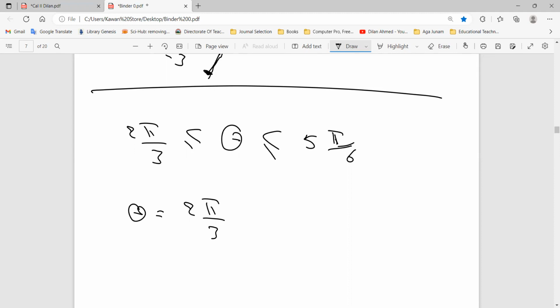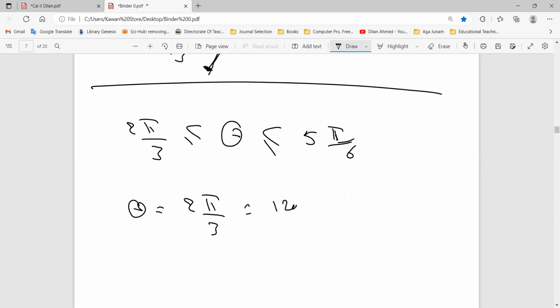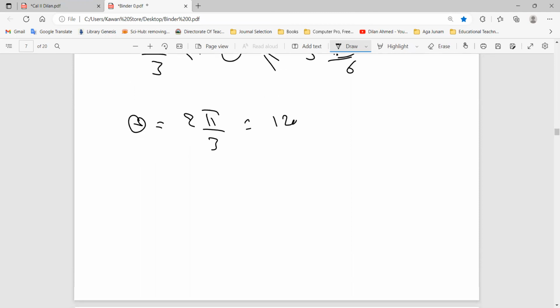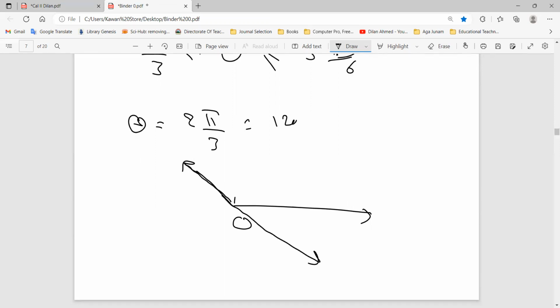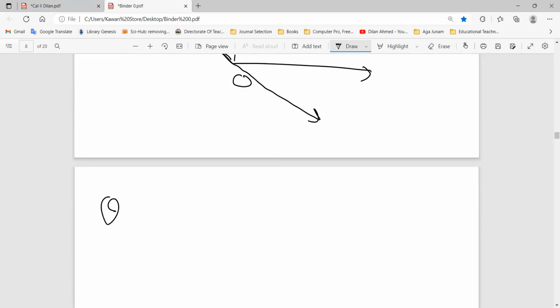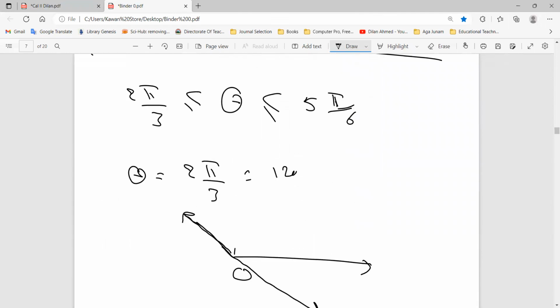Second quadrant is equal to what? 2 pi over 3. 120? Yes, you are right. So this is the origin, and this is 90, and that one will be the first line. Am I right? We see that as a line from infinity to infinity. Okay, so give me the second one. The second one is 5 pi over 6.